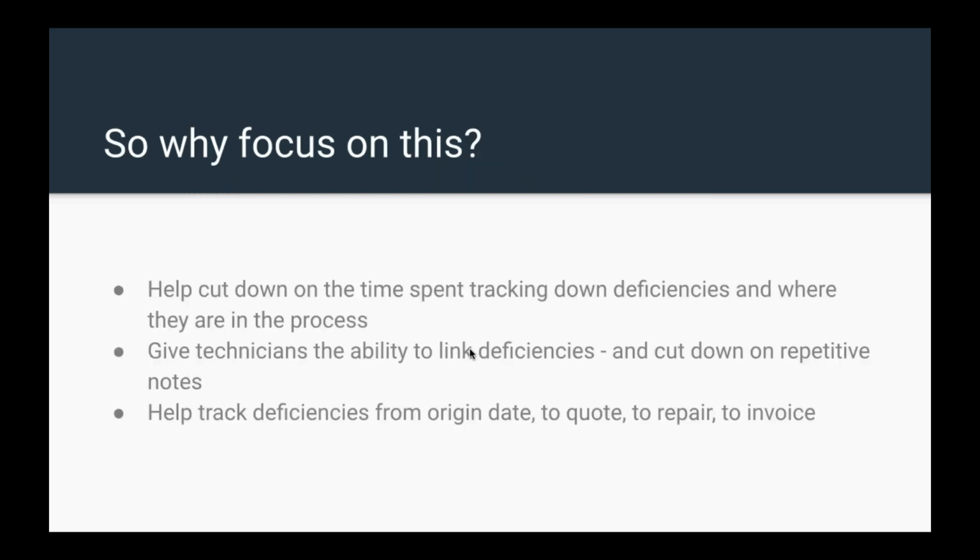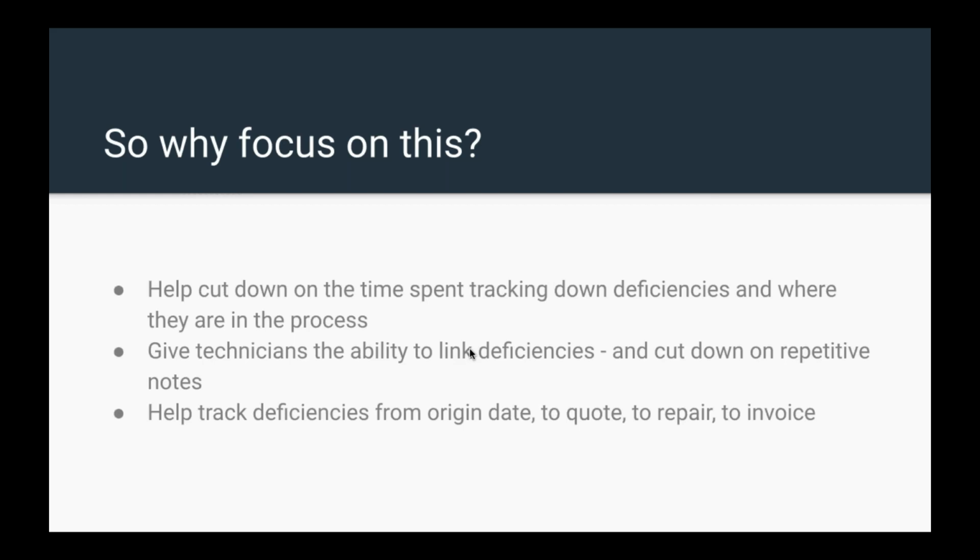So why focus on this, right? Why, of all of the features that are available in the product, are we going to spend a half hour or 20 minutes or so talking about deficiencies and linking and viewing and resolving? Well, all of this helps cut down on the time that is spent tracking deficiencies. What's the status of that deficiency? Where is it again? What's it associated with? This helps everybody involved, both anybody in the field as well as anybody in the back end. Knowing where that deficiency is in the process, is it still open? Should it still be open? How can I link it, etc.